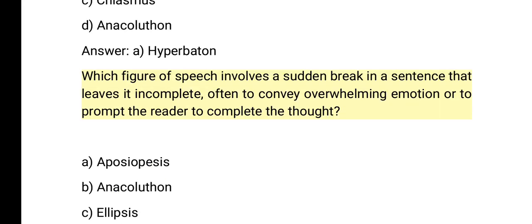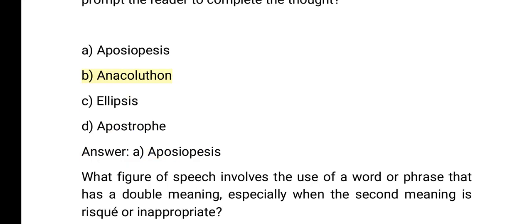Which figure of speech involves a sudden break in a sentence that leaves it incomplete, often to convey overwhelming emotion or to prompt the reader to complete the thought? A. Aposiopesis. B. Anacoluthon. C. Ellipsis. D. Apostrophe. Answer: A.